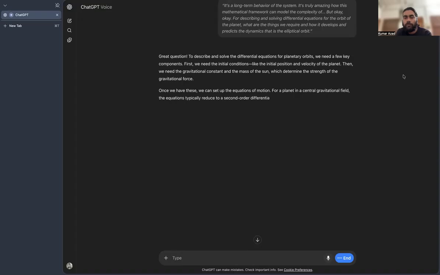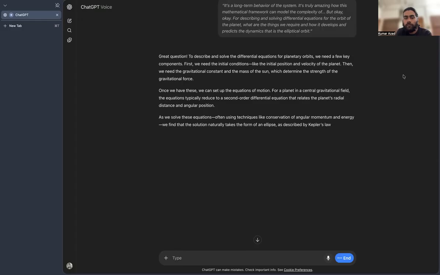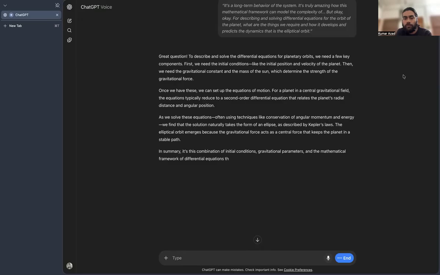The equations typically reduce to a second order differential equation that relates the planet's radial distance and angular position. As we solve these equations, often using techniques like conservation of angular momentum and energy, we find that the solution naturally takes the form of an ellipse, as described by Kepler's laws. The elliptical orbit emerges because the gravitational force acts as a central force that keeps the planet in a stable path. In summary, it's this combination of initial conditions, the gravitational parameters, and the mathematical framework of differential equations that lets us predict and understand these beautiful elliptical orbits.